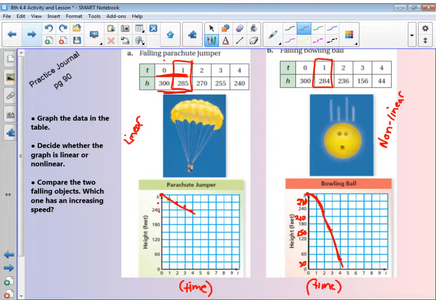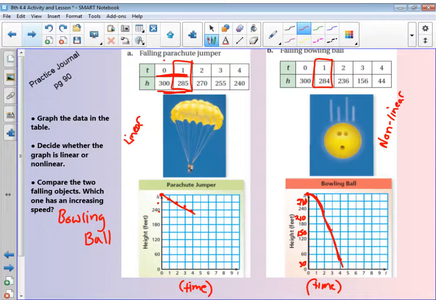In our next scenario with the bowling ball, well, it starts out dropping 16 feet in the first second, but then it drops pretty dramatically, and by second 2, it had dropped from second 1 another 48 feet. So there was a change from 16 feet to now 48 feet to about an 80 foot drop. So this one is dropping much faster. So which one has an increasing speed? That would be the bowling ball.